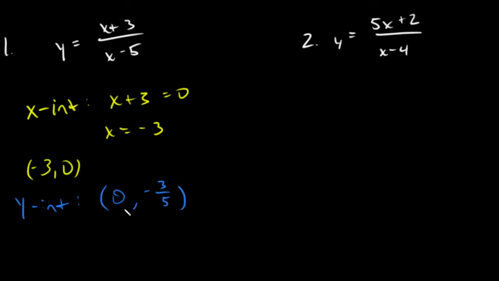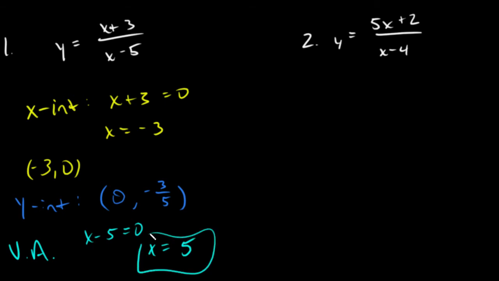And then vertical asymptote. What color? How about teal? Vertical asymptote, that's where you set the bottom equal to 0 and solve. And so you'd get x minus 5 equals 0, and so x equals 5. So here's our three pieces. This one, and this one. That's our answers.